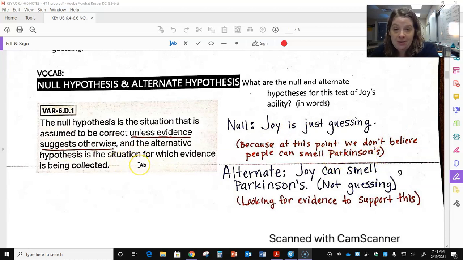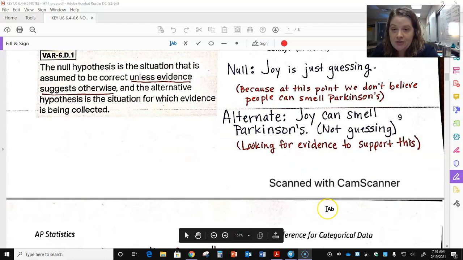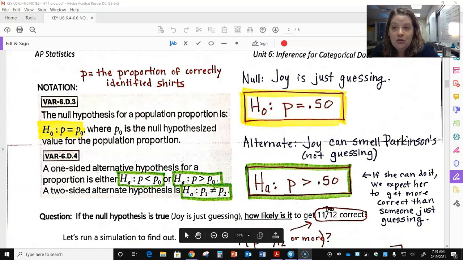Our alternative hypothesis, or alternate hypothesis, is a situation for which we're trying to collect data. In our case, the alternative hypothesis is that she's not guessing. She actually can smell Parkinson's disease. In words, this is what we're looking for evidence for, which is why they set up the test with the t-shirts.